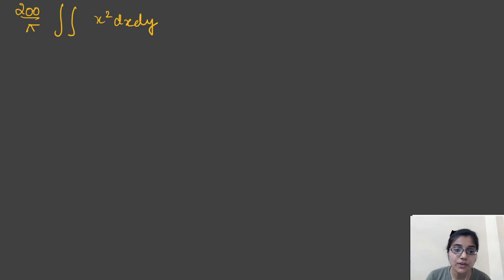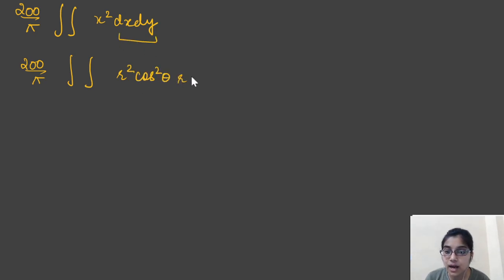So what we have to do, we will just interchange it into polar form. It is going to be 200 by pi. Then as you know, x square is going to be r square cos square theta. Dx dy is your r dr d theta. Those who don't know, just wait for the lecture on change of variable. I'll let you know how we get dx dy equal to r dr d theta. Then we know that the limit of r was from 0 to 1 and the limit of theta was from pi by 6 to pi by 3.